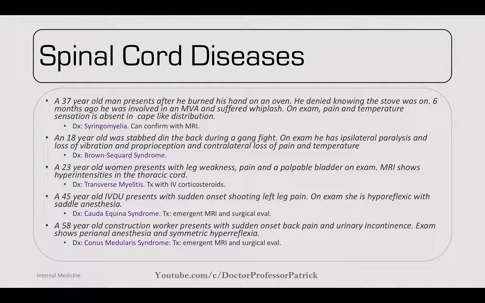Next is a 58-year-old construction worker who presents with sudden onset back pain and urinary incontinence. Exam shows perianal anesthesia and symmetrical hyperreflexia, and this would be conus medullaris syndrome, and you want to treat this with emergent MRI and surgical eval as well.